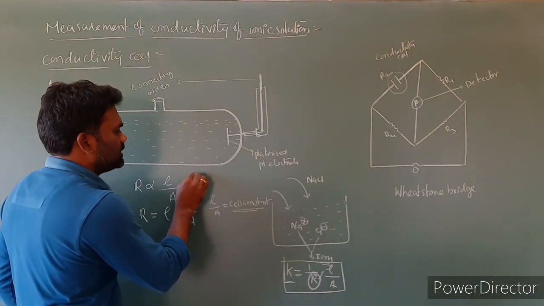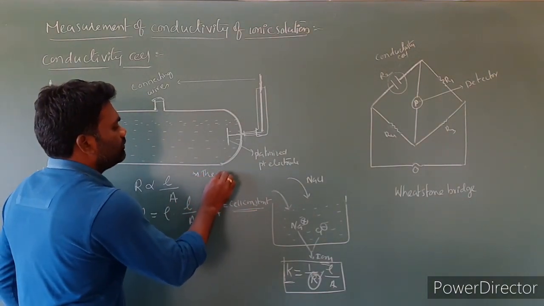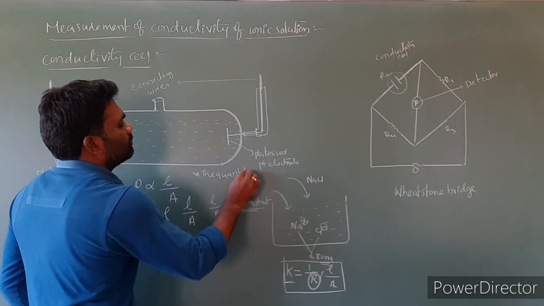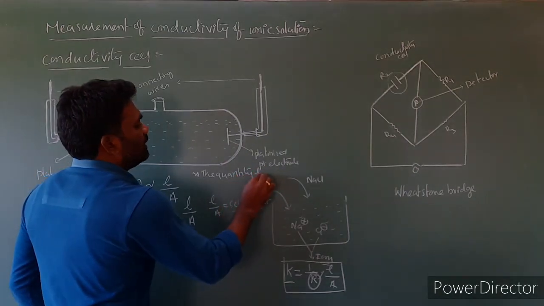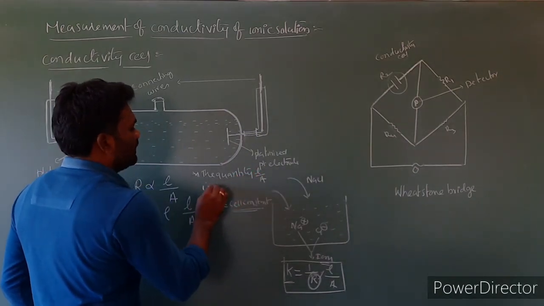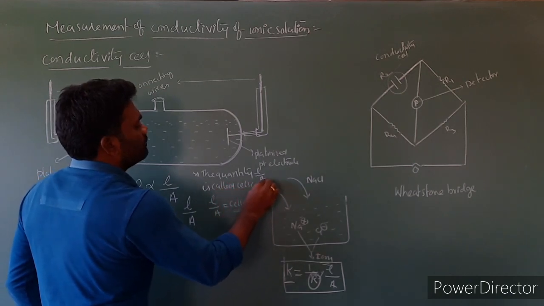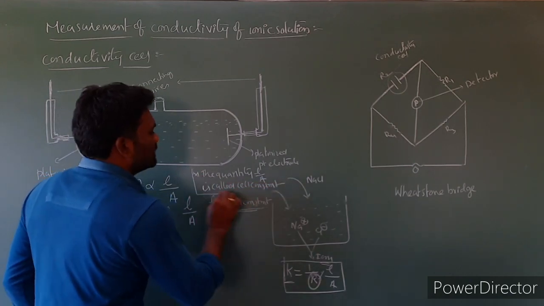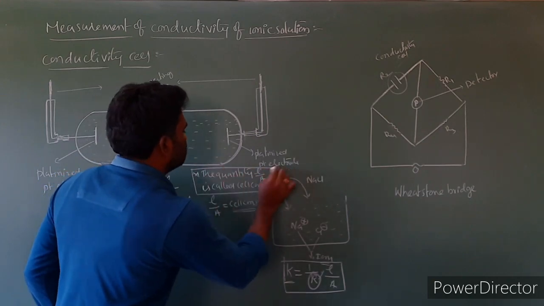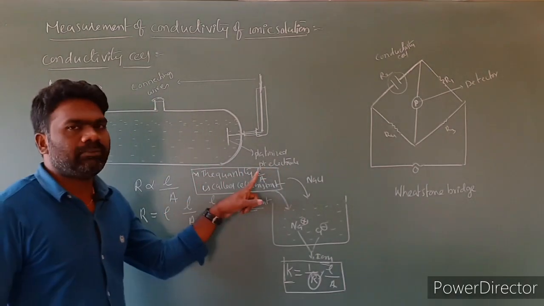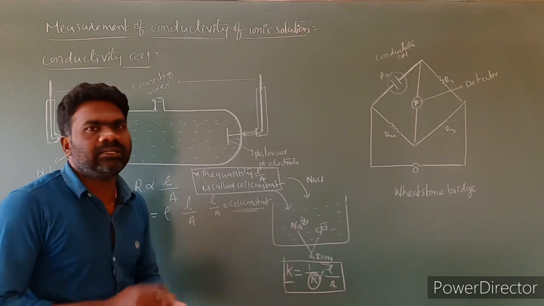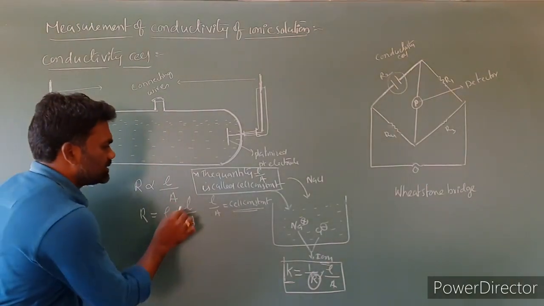How do we define this one? The quantity L by A is called cell constant. This is the statement for a cell constant. The quantity L by A is called as a cell constant.